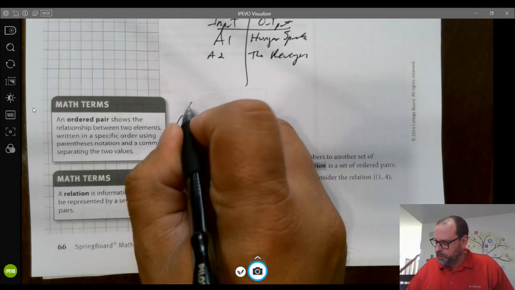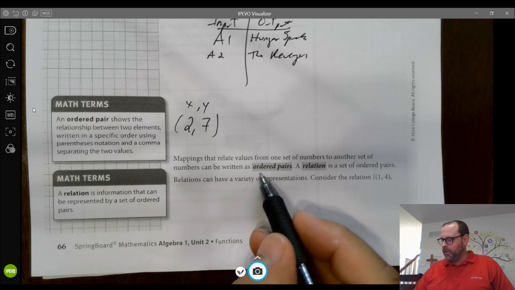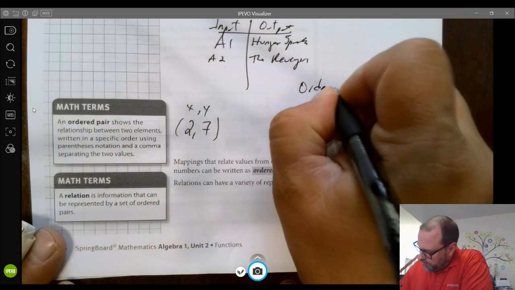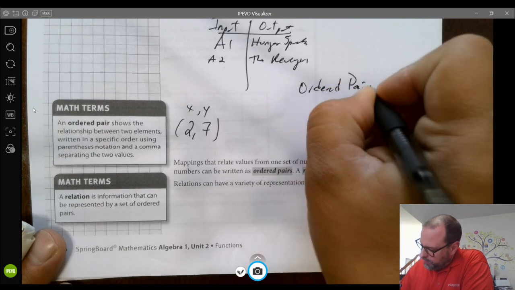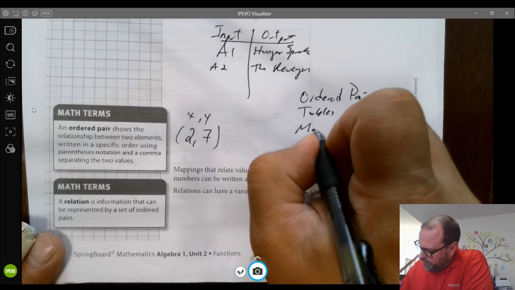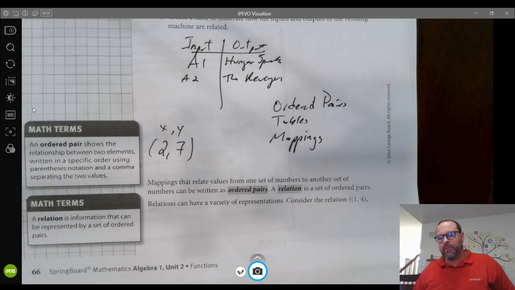I inputted 2, usually as an X. The output I got was usually my Y of 7 if you plugged it into an equation. Okay, so there's all kinds of different ways you can write a relation: ordered pairs, mappings, and tables. I'm going to jot those down here because those I would put on the side. So we have ordered pairs, tables, and mappings, in no particular order, as ways that we could write that input-output relationship that is going to exist.